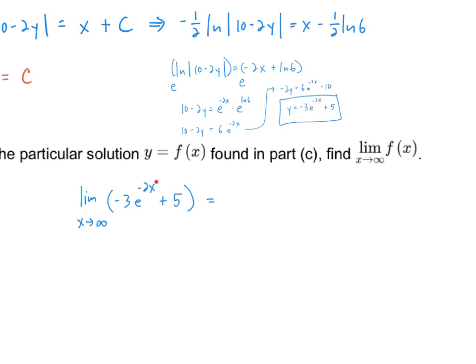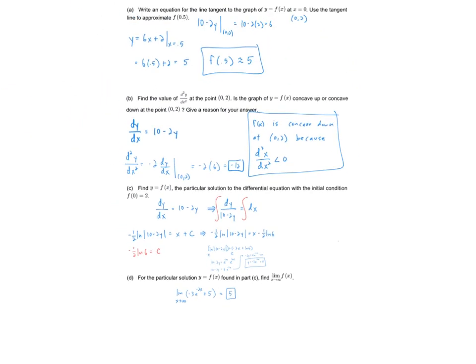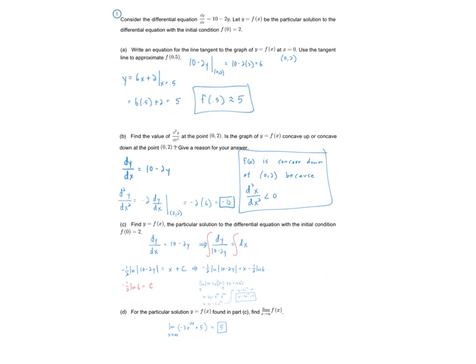Okay, and then as x approaches infinity, this whole exponent approaches negative infinity. And if you have e to the something and the exponent approaches negative infinity, this whole exponential will approach 0. And so this is really just negative 3 times 0 plus 5, which is just 5. Okay, so that's everything for that problem.